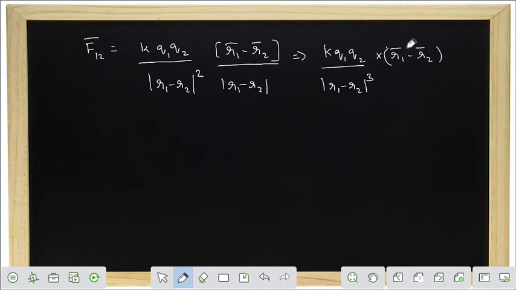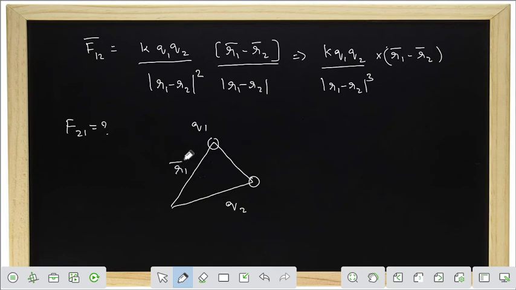Now this is for F12. In the same way, let us do it for F21. The same condition: two charges are there. This is Q1 charge and somewhere here we have Q2 charge. Now this is your r, this is your r1 bar, and this is your r2 bar. The force we have to find is in this direction. This can be written as F21, because this is the force on Q2 due to Q1. Now we have to find the unit vector in this direction, which we can write as r21 cap.